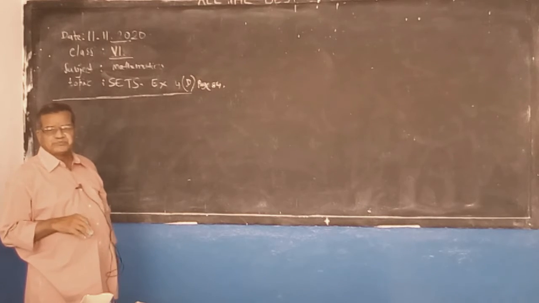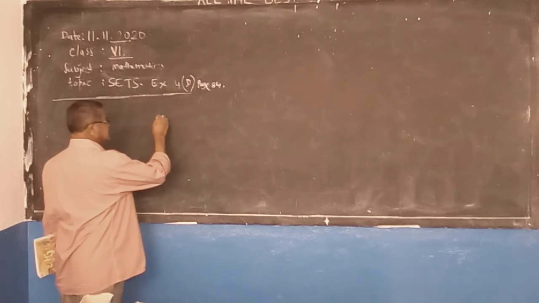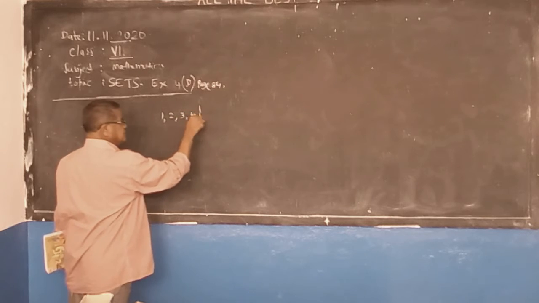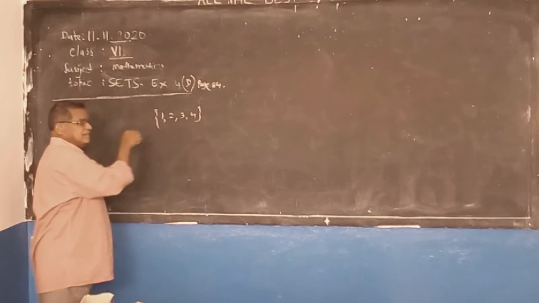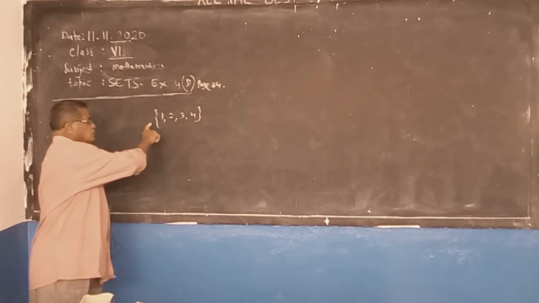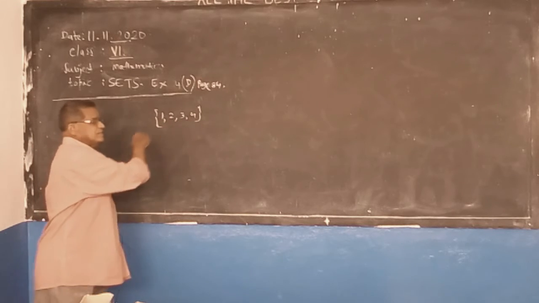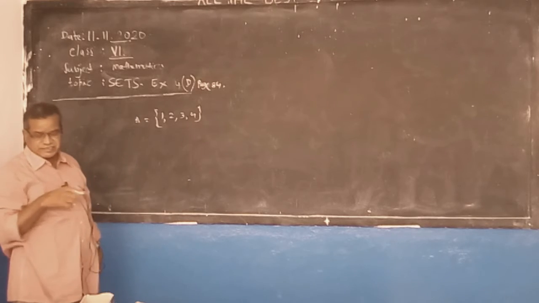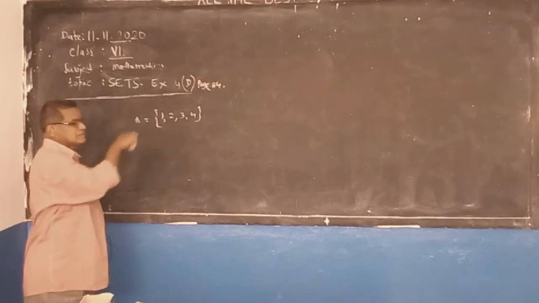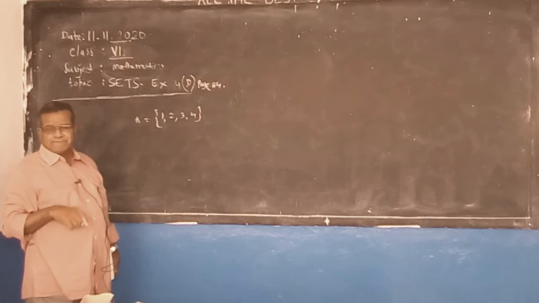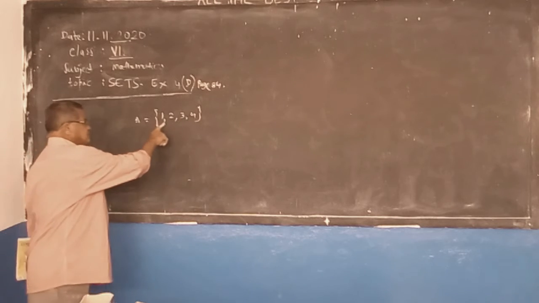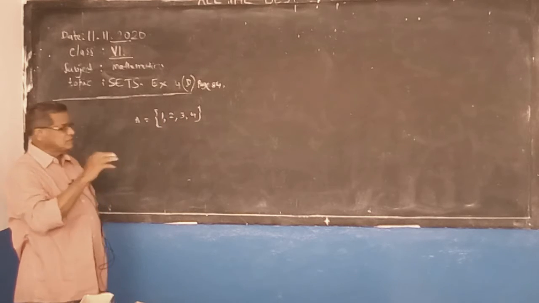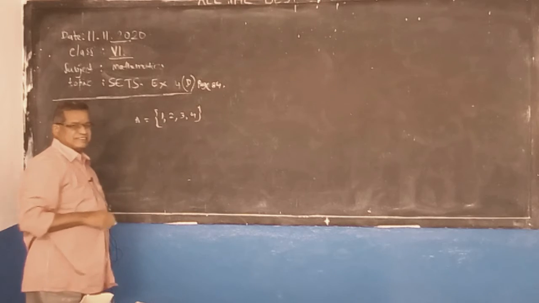Generally we write the elements, suppose 1, 2, 3, 4. These elements are written, listed, and enclosed within brackets. Name the set A. We say this is a set of natural numbers less than 5. So this is the way of writing a set.